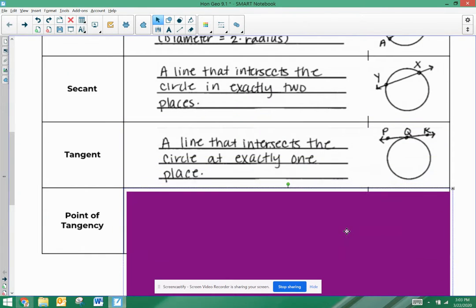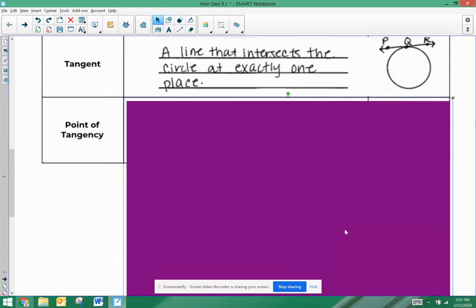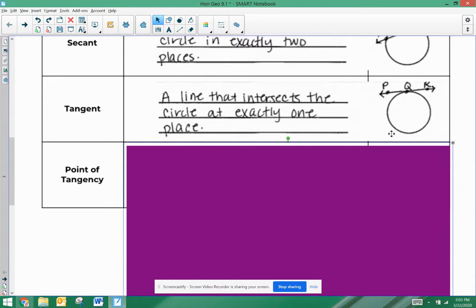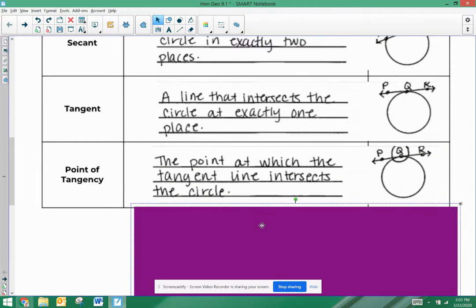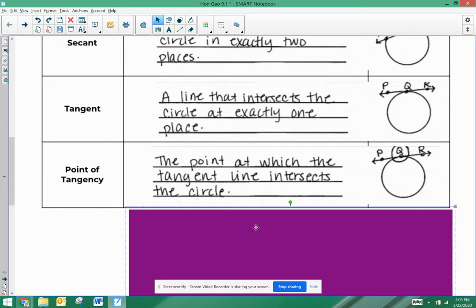Then we have a tangent, a line that intersects the circle at exactly one place. So if you know the phrase going off on a tangent, it's because the conversation is here and you say, I can say something about that, and then you take it all the way off of the circle of the conversation. So that's a tangent line. And then the point of tangency would be where the tangent line intersects the circle. So in this instance, the point of tangency is point Q.